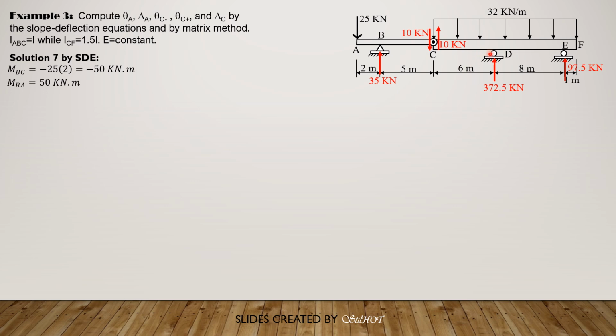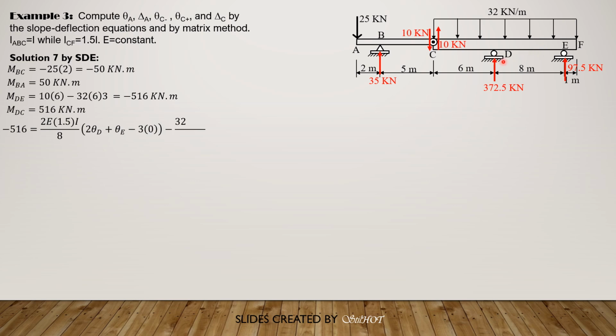Then moment at D or moment DE is equal to 10 times 6 minus 32 times 6 times 3. So moment DE is equal to negative 516 kilonewton meter. So this moment DC is positive 516 kilonewton meter. Moment EF is negative 32 times 1 times 0.5, so negative 16. So let's now set up moment DE.